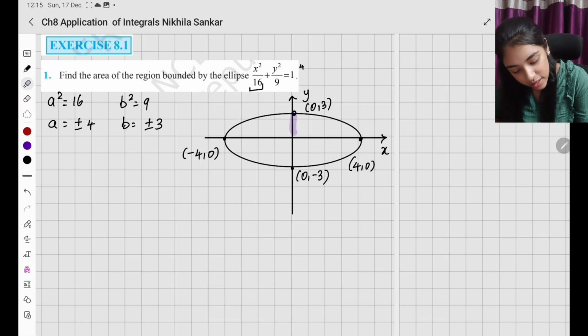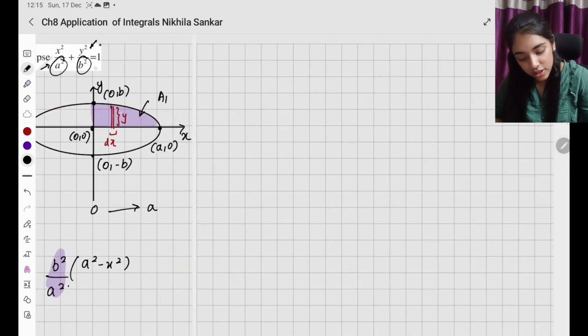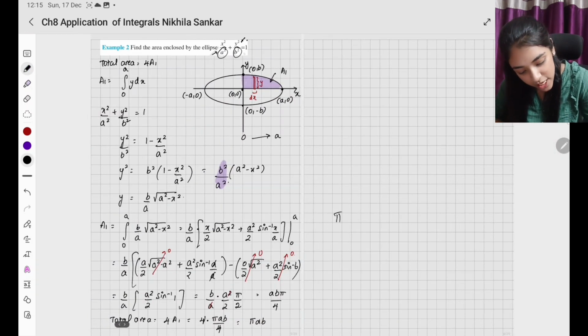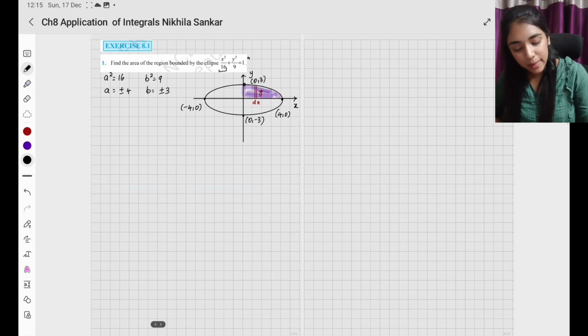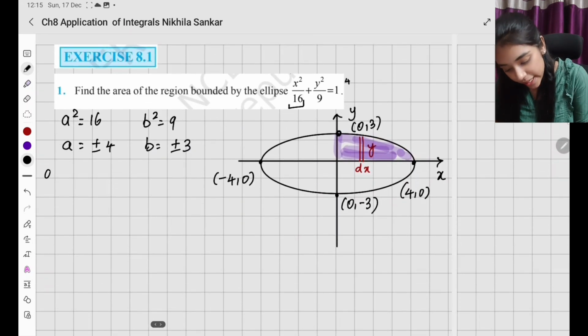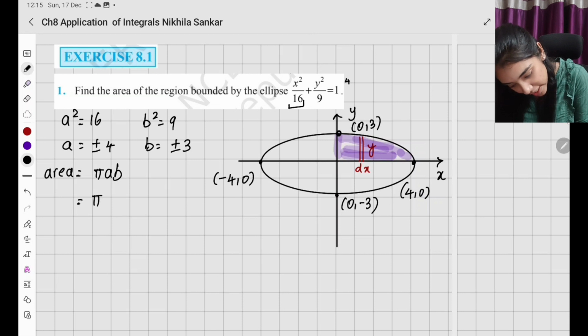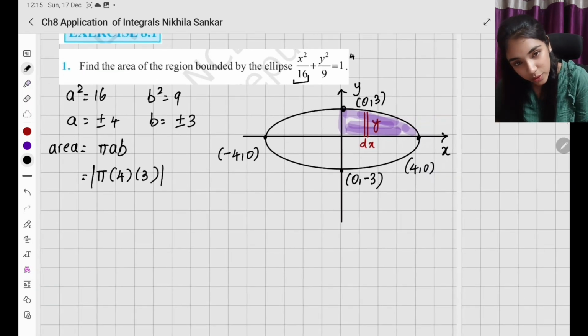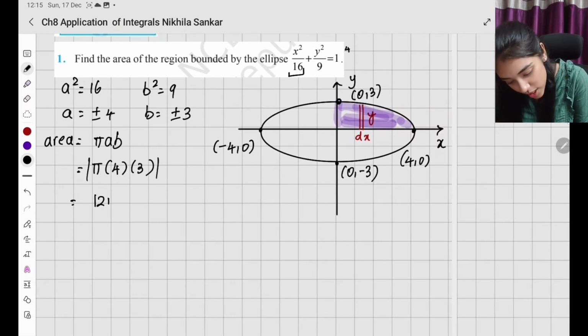So I'm going to find the area of this particular shaded region and I'm going to take a thin strip. So, the thin strip is going to be dx and this length is going to be y. Now, what did we get in the previous example question? Here I found out that my area of ellipse is going to be pi ab. So when I apply that here, what will I get? Area equals pi ab. When I substitute, I have pi times 4 times 3. The area is always going to be the absolute value. Correct? So we can put negative or positive. So it is going to be 12 pi square units.